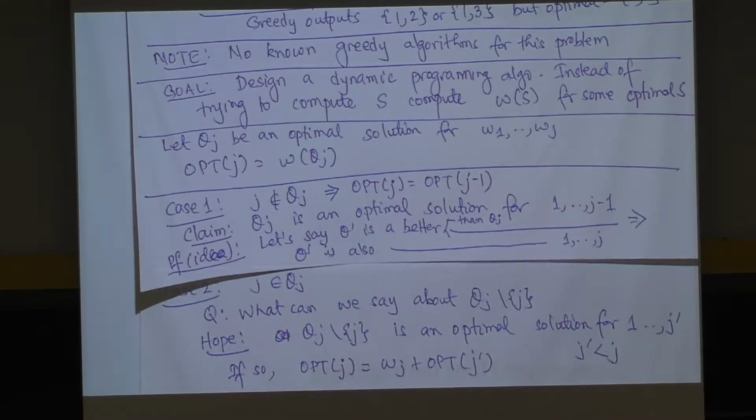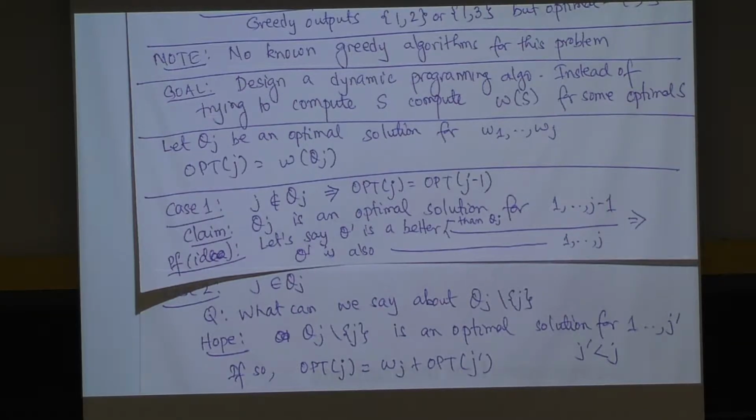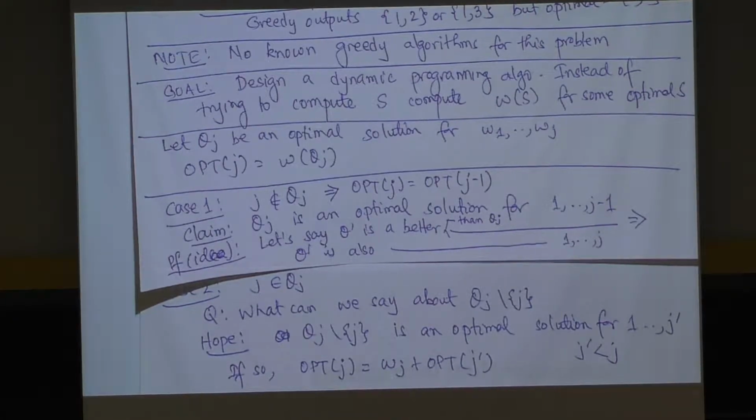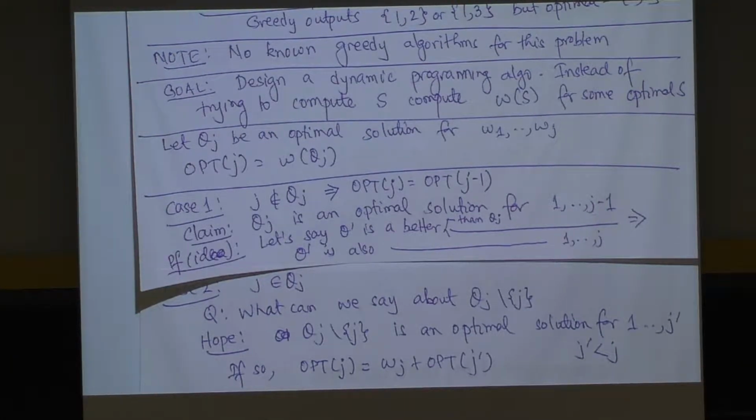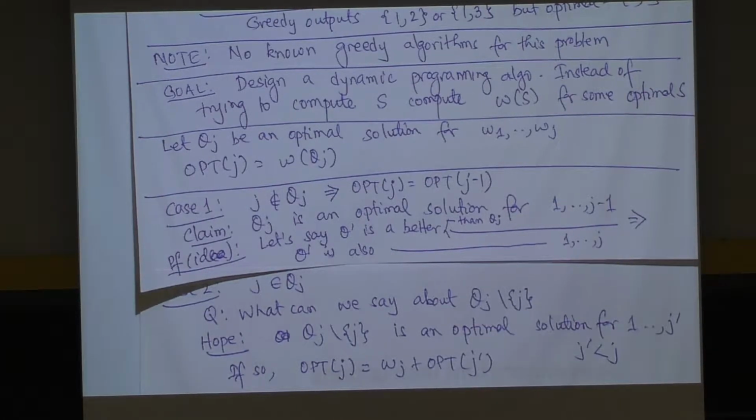All right, are there any questions of what we have done so far? Okay, if not, why is this definition of opt of J not enough? What are we missing? Matt?